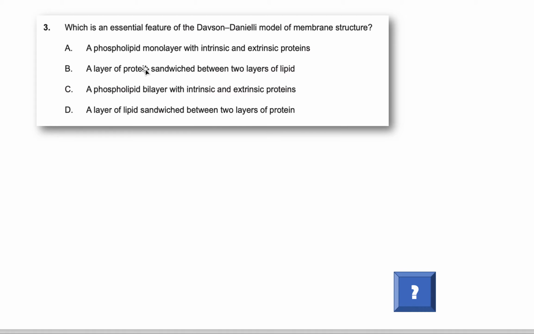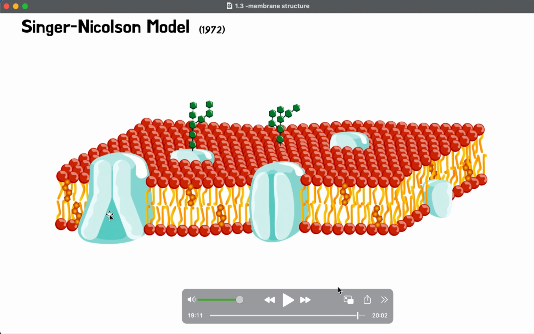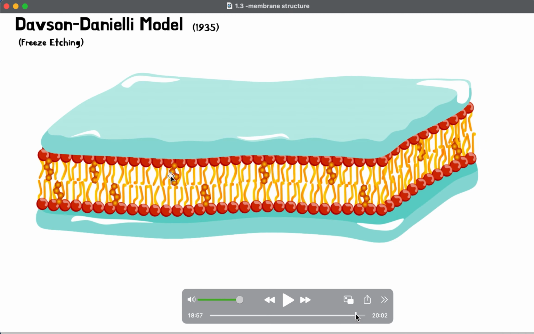What about B? A layer of protein sandwiched between two layers of lipid. No, it's a layer of lipids sandwiched between two proteins. So they're using the wrong order here. So it's not B. C, a phospholipid bilayer with intrinsic and extrinsic proteins. No, it's not this one. This is describing the currently accepted model, called the Singer-Nicolson model, because this model, proposed in 1972, has intrinsic and peripheral proteins, unlike the Davson-Danielli model.